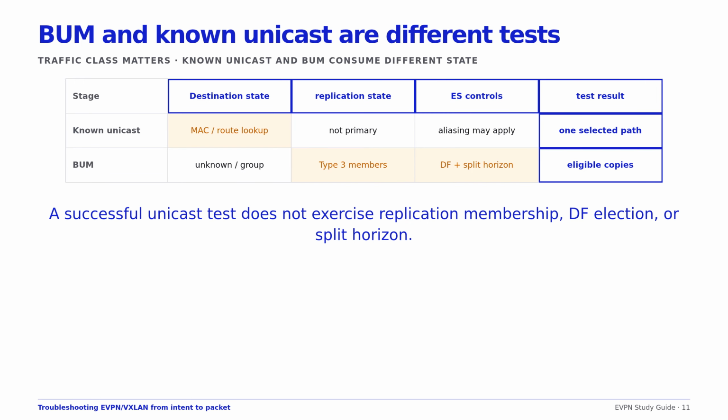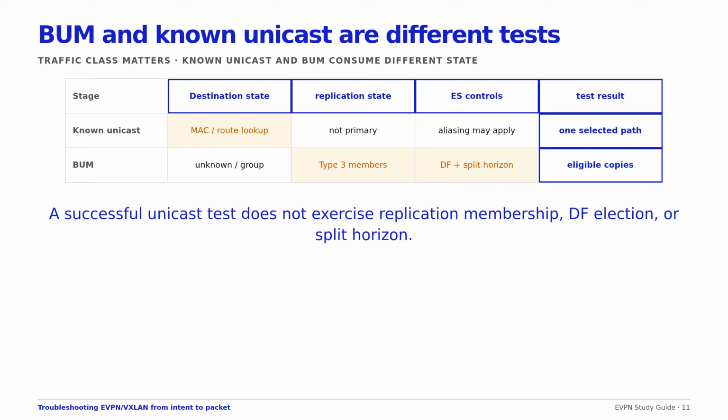A successful broadcast does not prove known unicast forwarding, and successful unicast does not prove BUM replication. Unknown unicast, broadcast, and multicast may share or differ in replication policy. Type 3 membership and a PMSI attribute build the flood set, while a Type 2 route and FDB entry drive known unicast. DF and split horizon filters apply to multi-homed BUM egress.